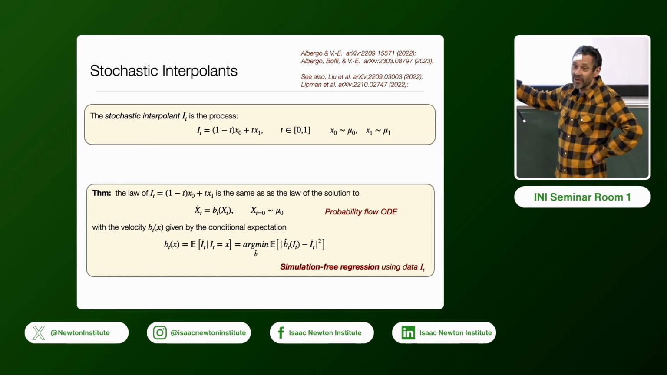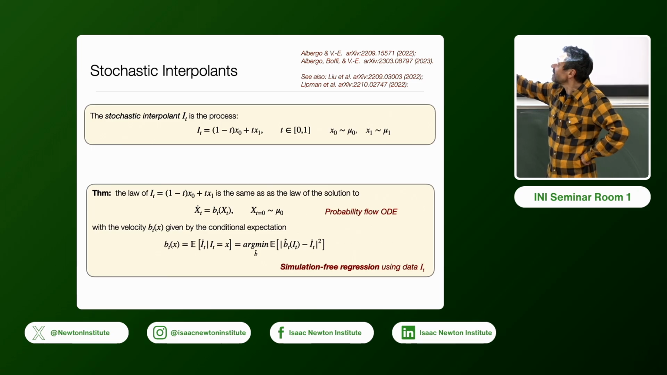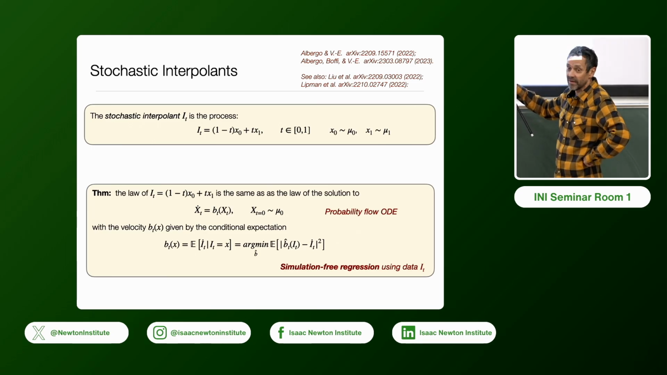This is not a generative model, because you have access to this only if you have a sample of x0 and x1. What you'd like to do is to get a generative model where I pick an x0 and then I can push that guy into an x1.